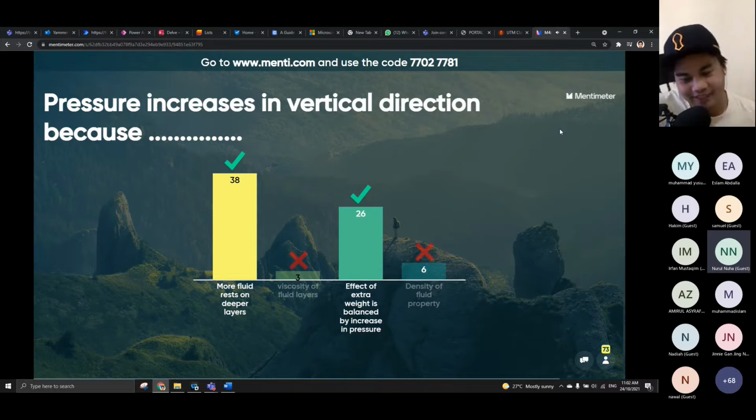Okay, good. Now I can see the majority of you scored well. Okay, it is fluid at rest. More fluid rests on the deeper layer, so there is extra weight.